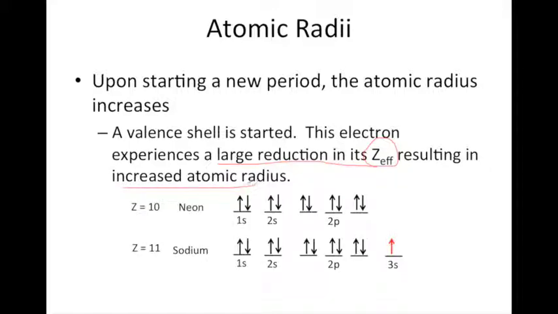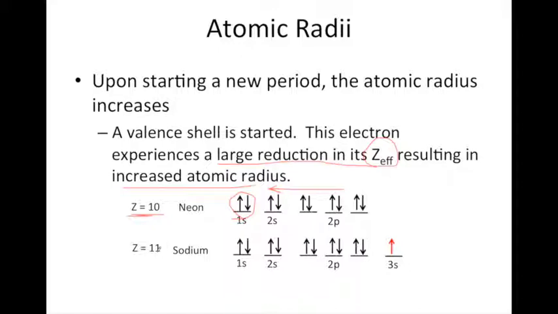So let's illustrate this by looking at neon to sodium. When we go from neon to sodium, we're starting a new period. And here you can see neon's electron configuration. The effective nuclear charge felt by these valence electrons is fairly large because there's very little shielding, only 2 core electrons, relative to its actual nuclear charge of 10. So these electrons are pulled very tightly towards the nucleus, resulting in a small atomic radius.